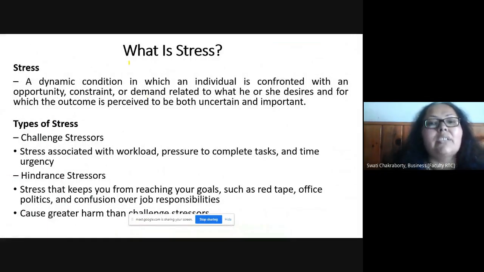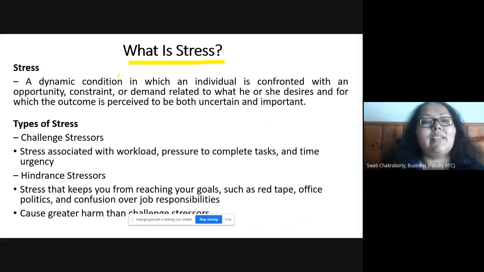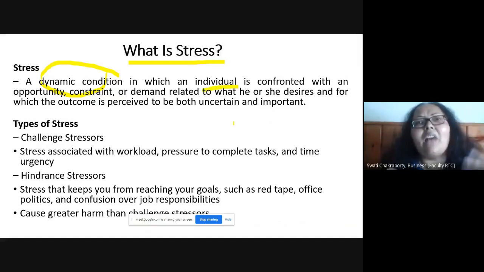Let's start with today's class, which talks about stress. Now, what is stress? Stress is a dynamic condition. What condition are we talking about? Any individual, all of us, are faced with opportunities in our life, some hurdles, or certain demands, tasks and responsibilities that we have to do, that we want to do, but the result is uncertain, even though it is very, very important.